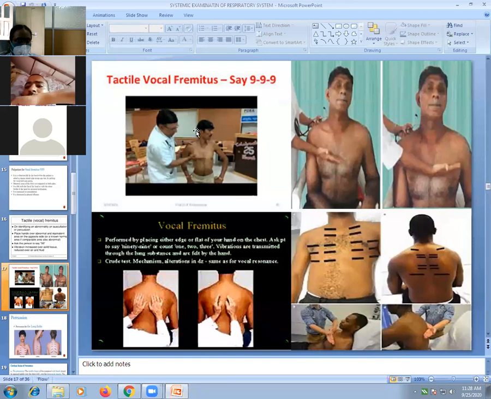Ask the patient to turn the head. That is important. Ask the patient to turn the head opposite to you, and ask to say something repeatedly, 1, 2, 3, or 99, anything. To say repeatedly, and you feel the vibrations with your hand.